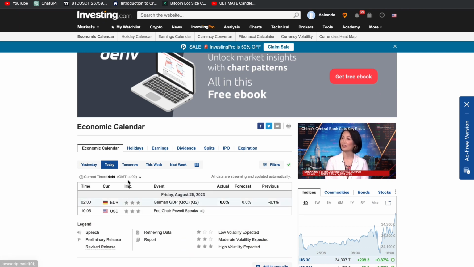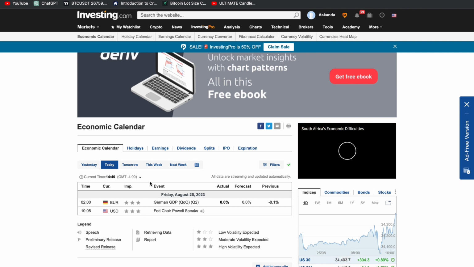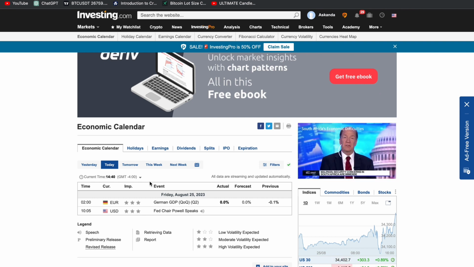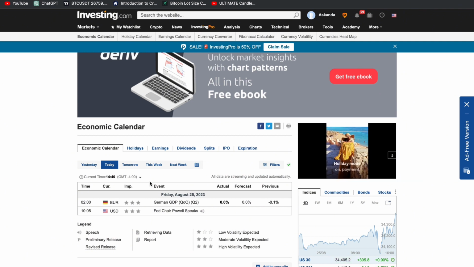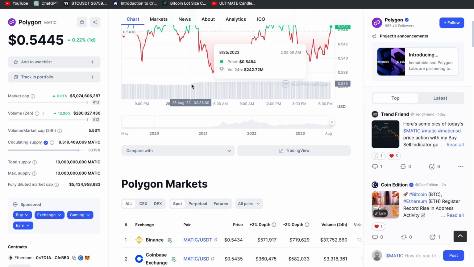So if we click on today's section, the news is already over. Today is Friday, so this means that starting from this evening up to Sunday evening, the market will just be very slow. So if you are someone that doesn't want high volatility, you can trade on Saturday up to Sunday evening. So let's just take the trade. So now we know we are going to trade Polygon Matic, and we also know there is no news coming.